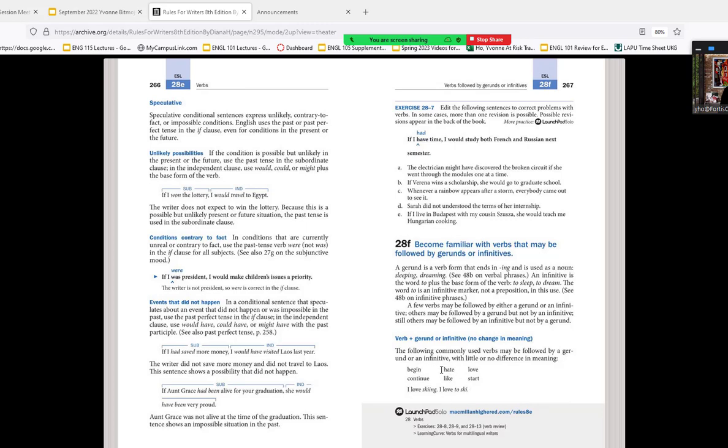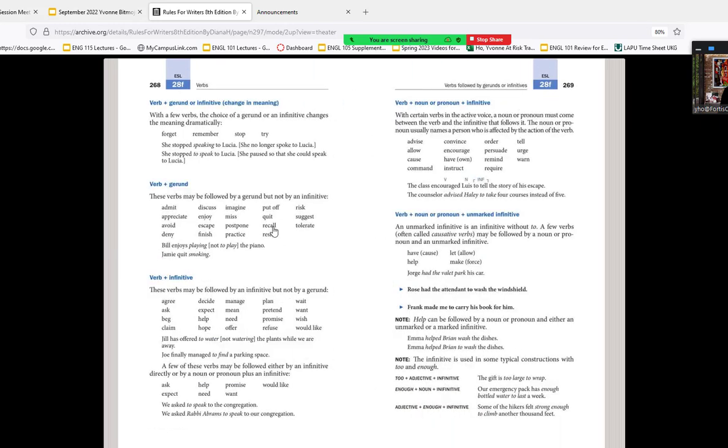So these particular verbs can take an infinitive or a gerund with no change in meaning. So if I say "I begin drawing at 5 o'clock," or that would be verb plus an infinitive, "I begin to draw at 5 o'clock," no change in meaning, and that's good.